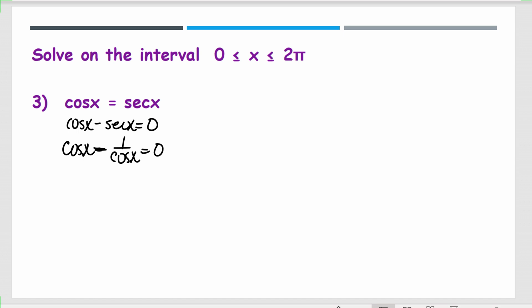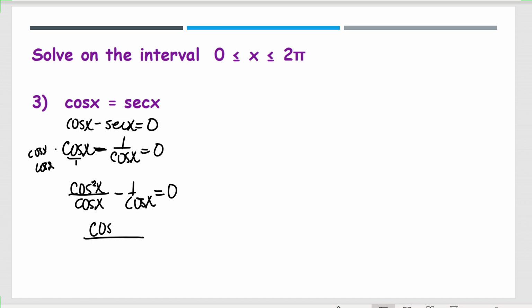Okay, again, we keep making a bigger mess, but we're going to get through it. Get a common denominator. Cosine has a denominator of 1. It needs a denominator of cosine in order to combine those two fractions together. So we will write this as cosine squared over cosine of x minus 1 over cosine of x all equals 0. Okay? Now, you could skip that step and jump straight to writing it as one fraction. Cosine squared of x minus 1 all over cosine of x equal to 0.